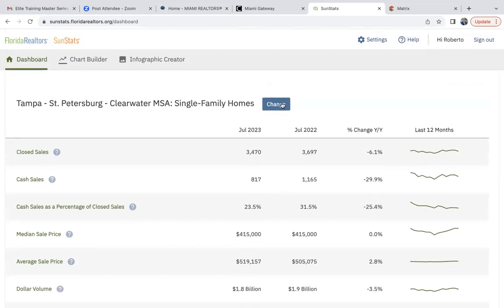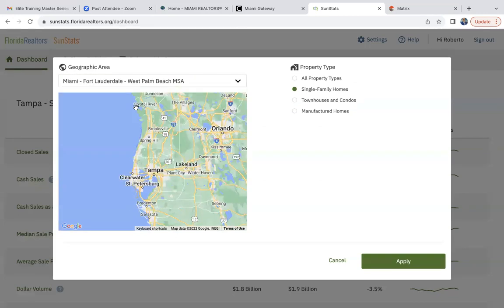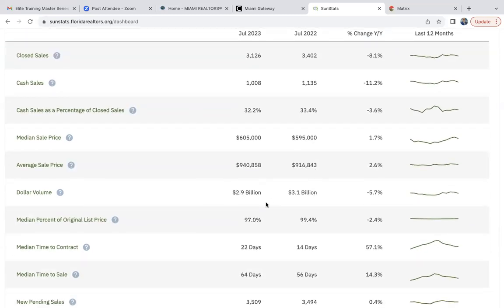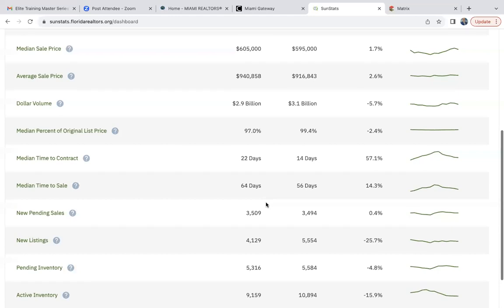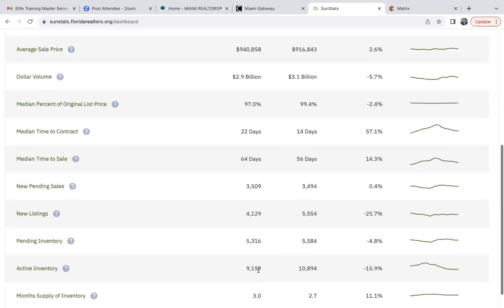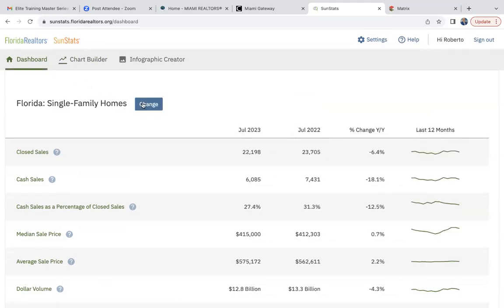Now I'm curious. Let's switch this over to Miami-Dade, Fort Lauderdale, and Palm Beach. How much dollar volume did we have? Oh, okay, there you go. So when you include Broward and Palm Beach, we are looking at 2.9 billion in sales, 22 days to contract, 64 days to closing, and we are holding steady again at 3 months of inventory. So as you can see, guys, SunStats is a cool little program. It allows you to pull stats for any area in all of Florida.